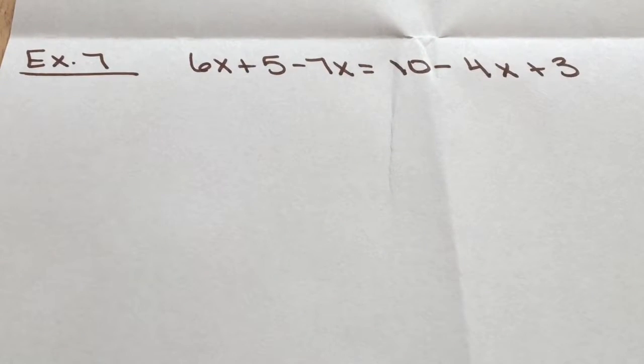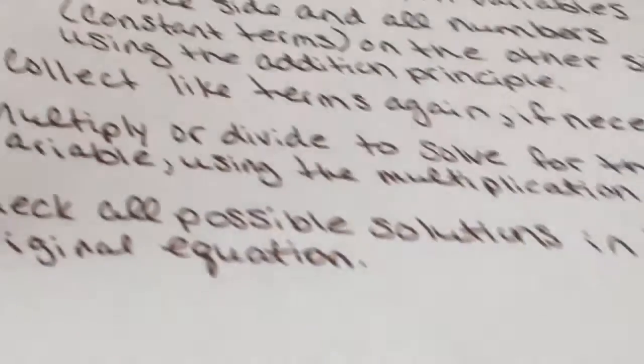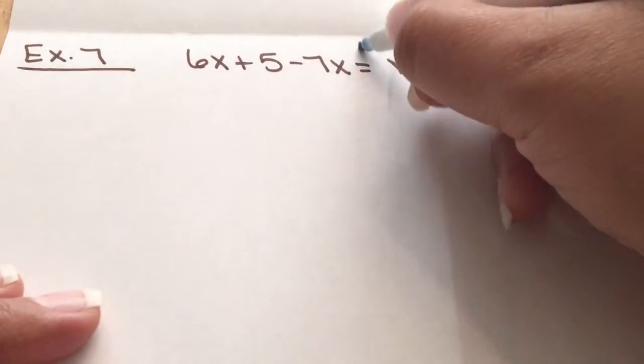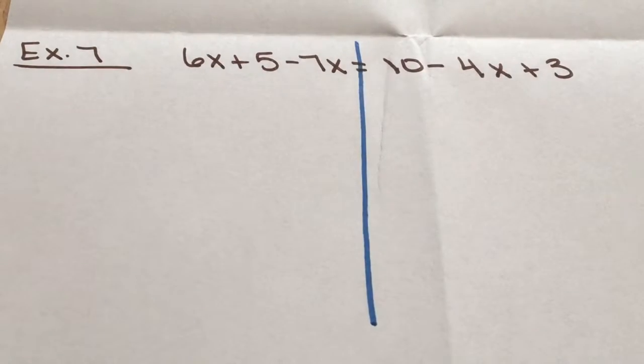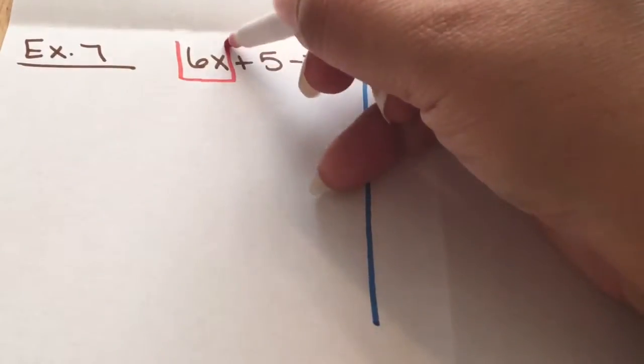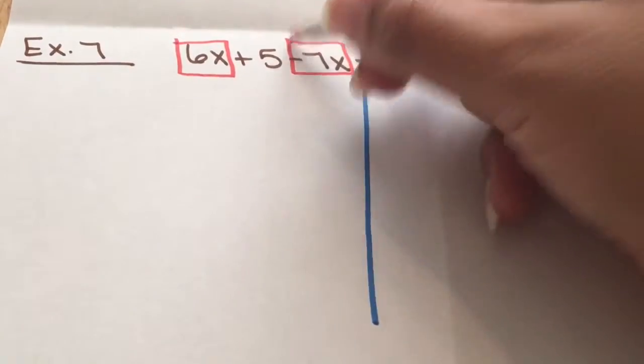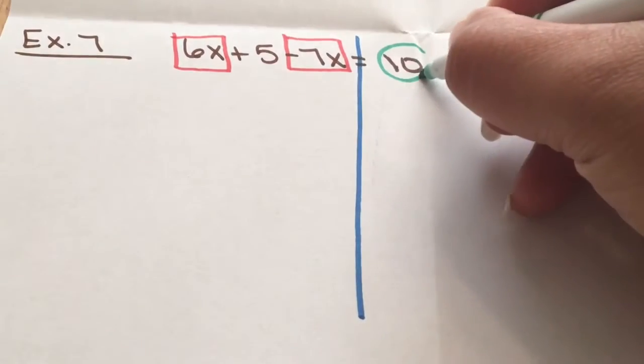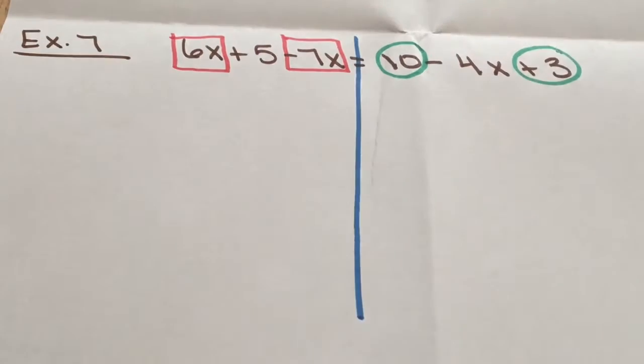So a longer equation that we're working with, but again, we're going to follow the same steps. We still don't have any fractions or decimals to clear. There are still no parentheses. So step 3 says to collect like terms if necessary. It is necessary here, so let's go ahead and do that. On my left side, hopefully we see 6x is like the negative 7x. And on the right side, hopefully we see that 10 is like the 3. So I'm going to go ahead and collect those right now.